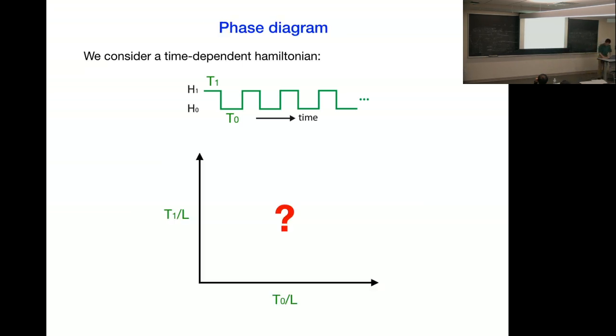Then let me tell you the result first. Because now I have fixed the Hamiltonians H0 and H1, the only parameters that I can tune are T0 and T1, the time periods. So we expect there should be some phase diagram as a function of T0 and T1, right? So it is totally possible the result is quite trivial.